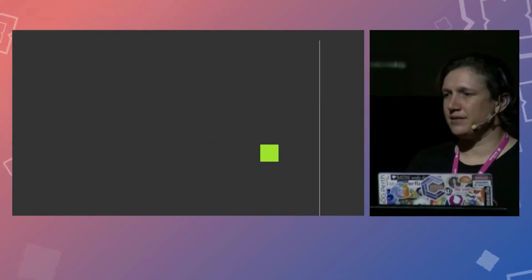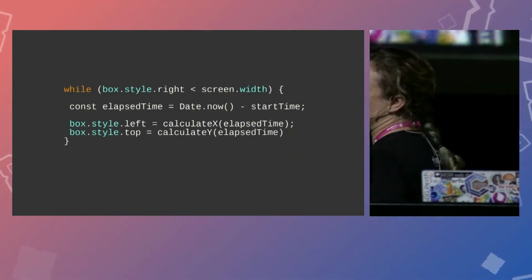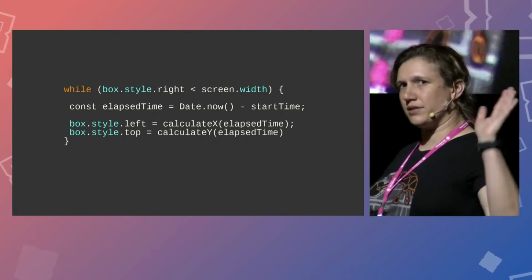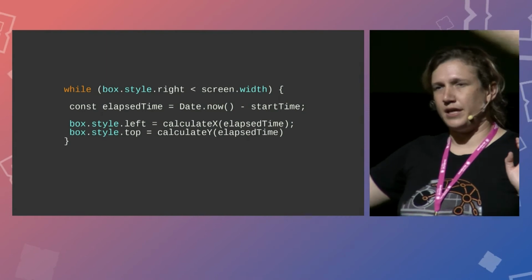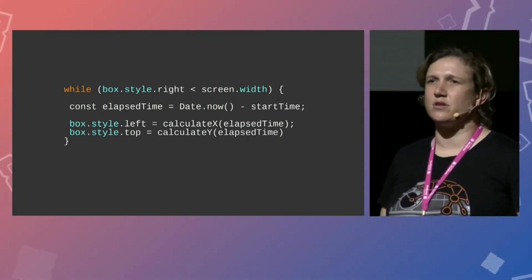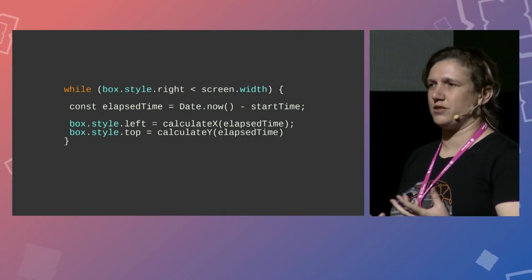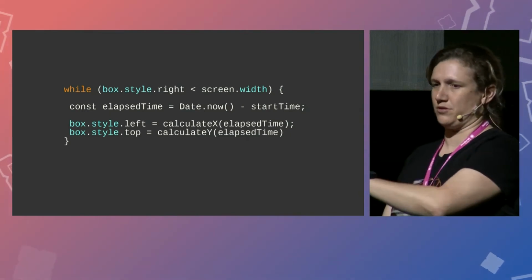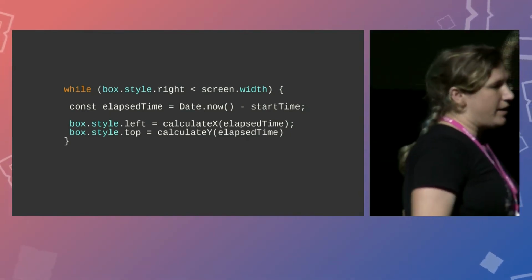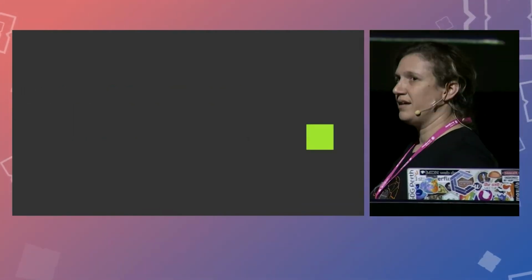If we were to code that naively, we might write something like this. So it's a loop that's going to run as long as the right side of the box hasn't reached the right side of the screen. For each turn of the loop, we're going to calculate how much time has passed since the animation began. And then we're going to pass that into some functions that are going to calculate the new x and y position of the box, and then set the box left and top to those new positions. If you do this, what you get is this. The box just appears at the right-hand side of the screen.